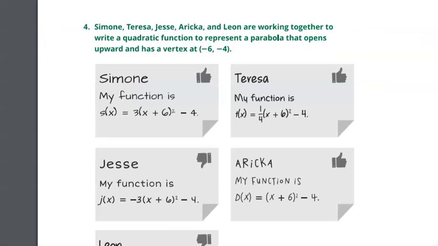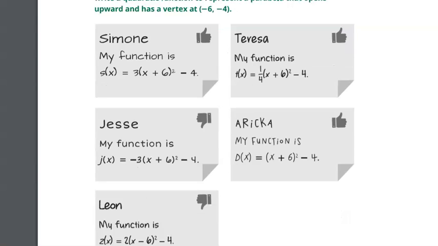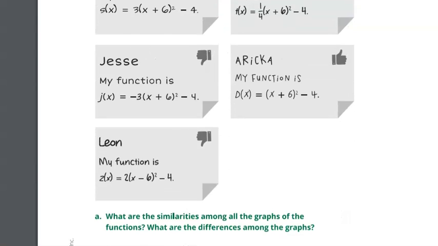Simone, Teresa, Jesse, Erica, and Leon are working together to write a quadratic function to represent a parabola that opens upward and has a vertex of -6, -4. Simone, Teresa, and Erica have a thumbs up, because they have written an equation that has a vertex of -6, -4 and opens up. But Jesse and Leon have not written a correct equation.